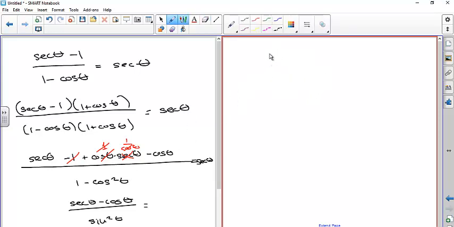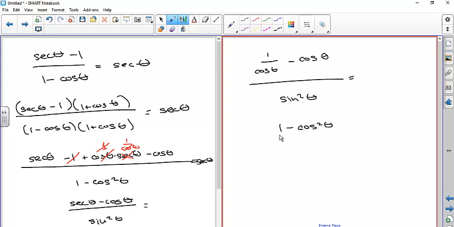So what I was thinking is if I had to take this and I could take 1 over the cosine of theta minus the cosine of theta divided by sine squared of theta. Find a common denominator here. So I'd have 1 minus cosine squared of theta.